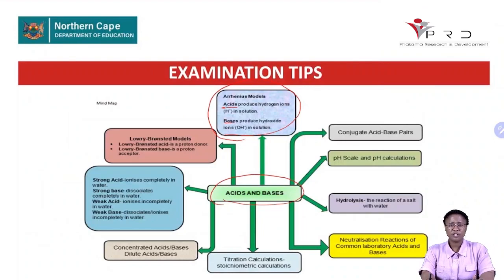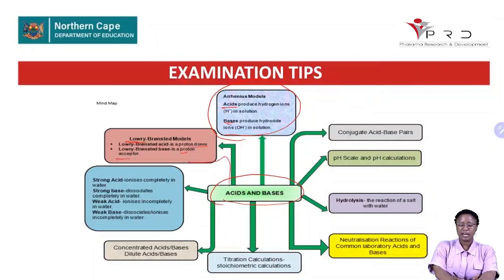You should know the definitions of acids and bases according to Arrhenius and according to Lowry-Brønsted. According to Arrhenius, an acid produces hydrogen ions or hydronium ions in aqueous solution, and a base produces hydroxide ions in aqueous solution. On the other hand, Lowry-Brønsted says that an acid is a proton donor and a base is a proton acceptor.